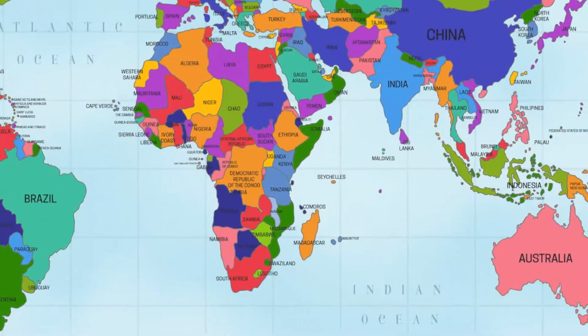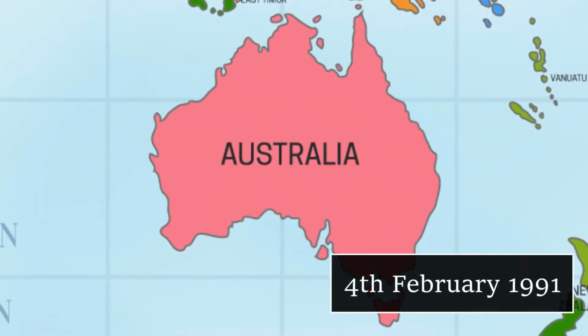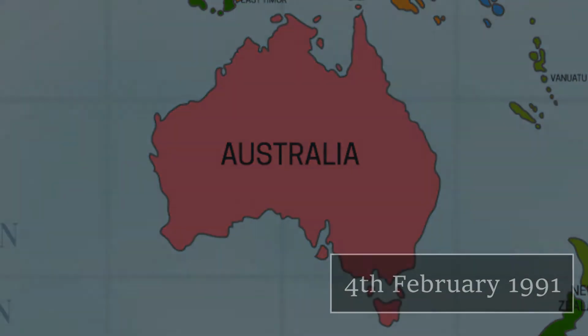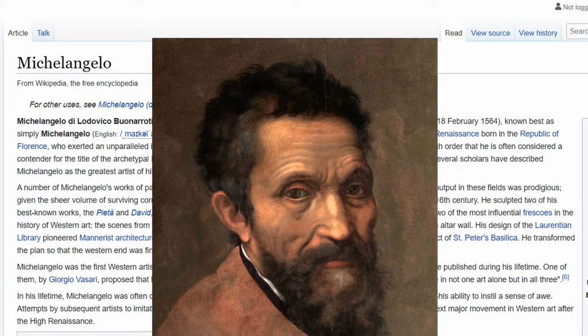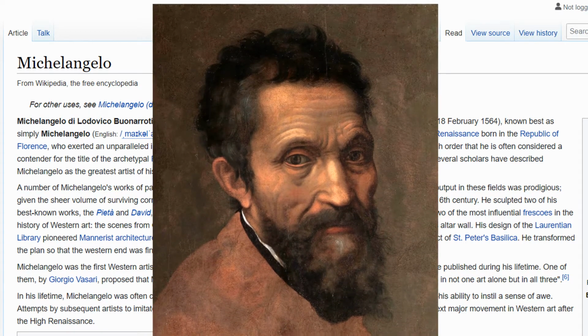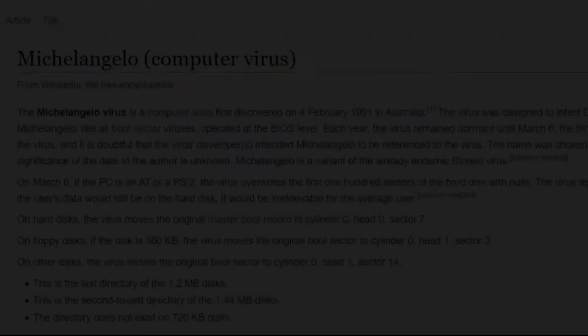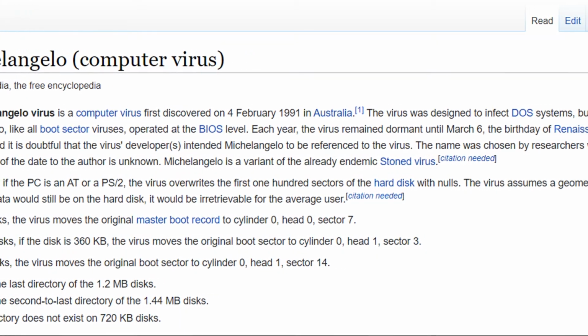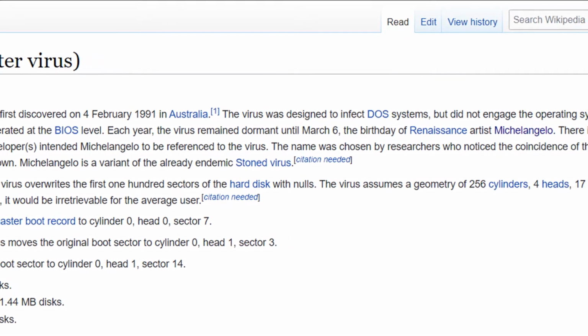The Michelangelo virus was first discovered in Australia on the 4th of February 1991. The virus was given the name Michelangelo because its activation date was the same as the Renaissance artist Michelangelo's. There is, however, no evidence the author of the virus intended for its name to be so.